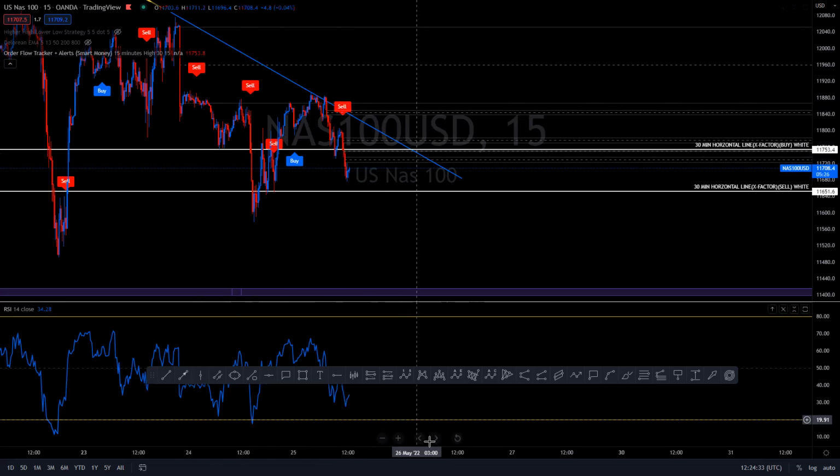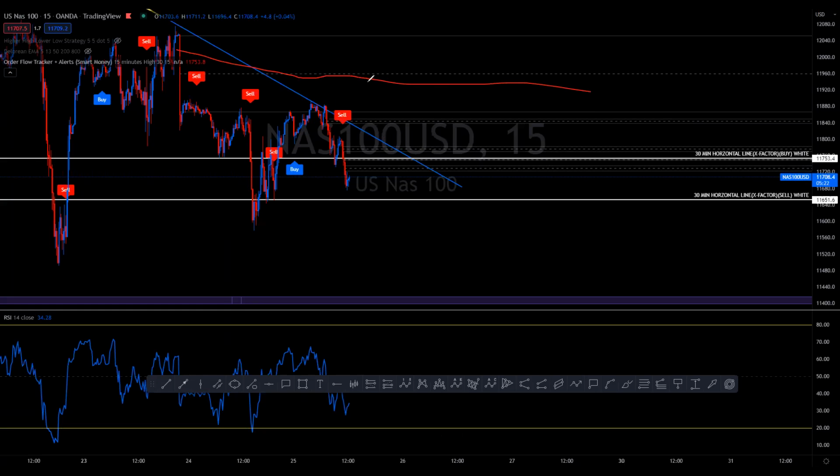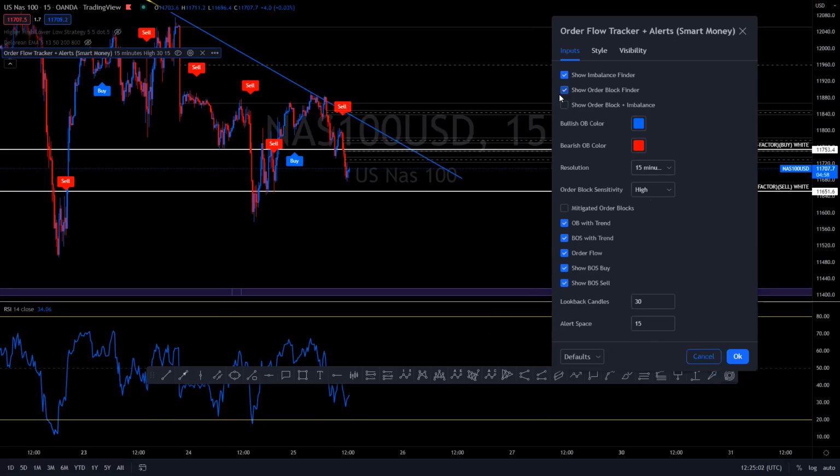And let's not forget that there's a lot of imbalance here that they haven't mitigated yet from this previous down move back here. So now we have an idea of which way price could go. It just depends on what they want to do. And whatever way they want to move price, that's where we need to go. That's the key.